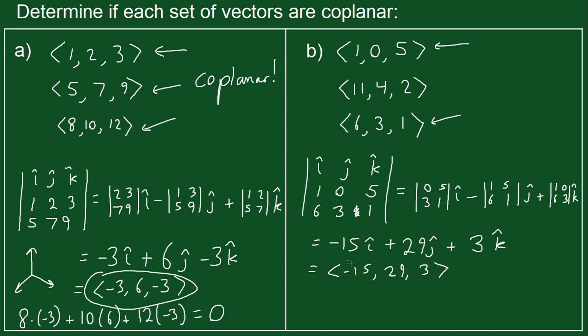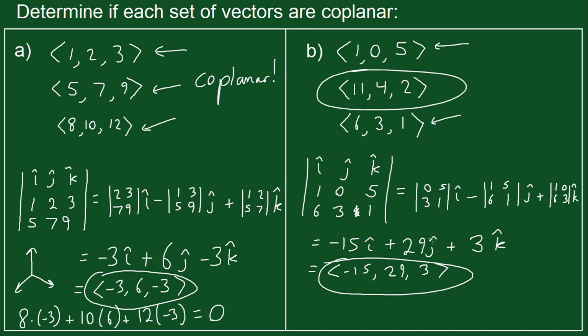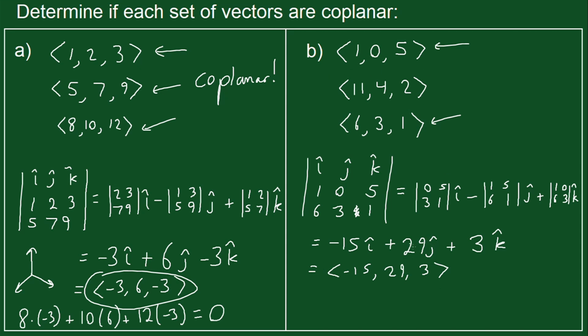Now, we have to do the dot product between this and the remaining vector, the vector we did not use in the cross product, so I'm going to pick that middle one. Let's do the dot product. Negative 15 times 11 plus 29 times 4 plus 3 times 2. If you go through this work, you should get as an answer negative 46. That is not 0, which means that these three vectors do not exist in the same plane. They are not coplanar.